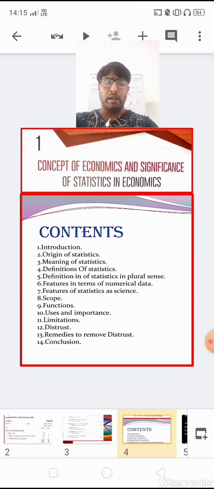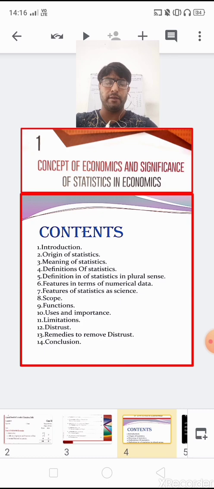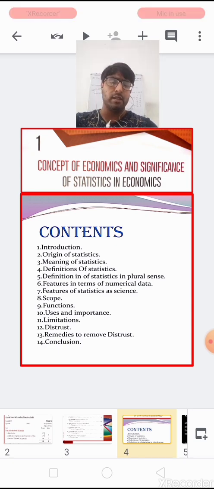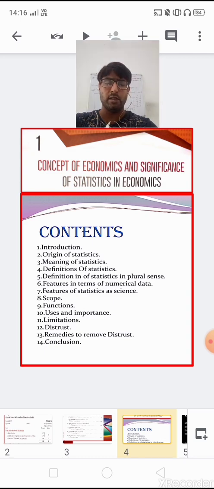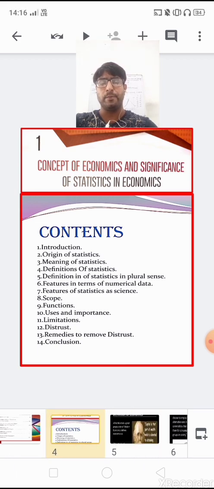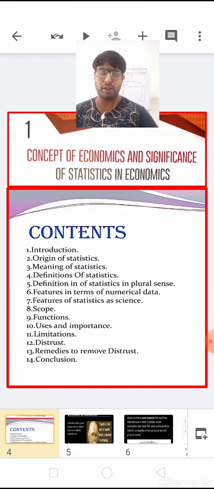So the topics we are covering today are first the introduction, thereafter origin of statics, meaning of statics, definition of statics, definition of statics in the plural sense, and features in terms of numerical data, features of statics as a science, scope, function, uses, importance, limitations, distrust, remedies to remove distrust, and at last we are going to learn the conclusion of this chapter. So let us start our topic with the introduction part of economics.